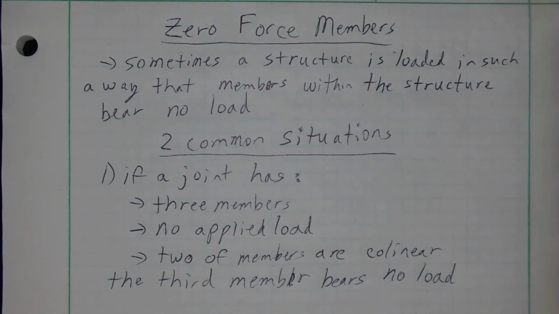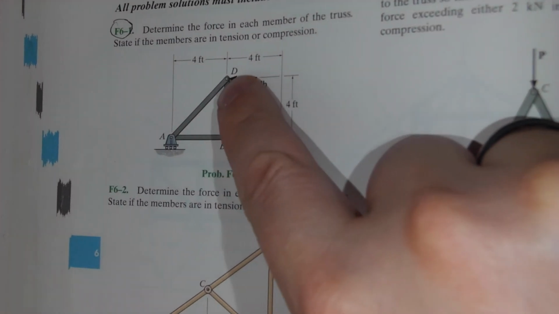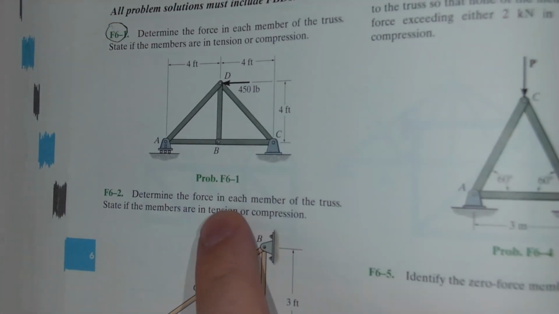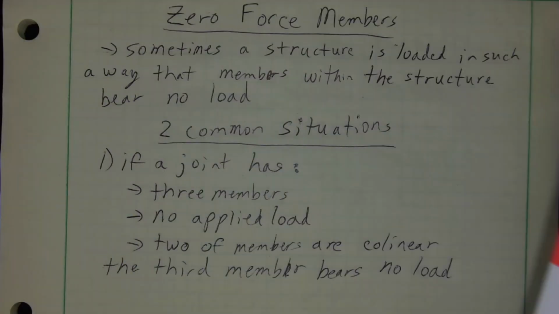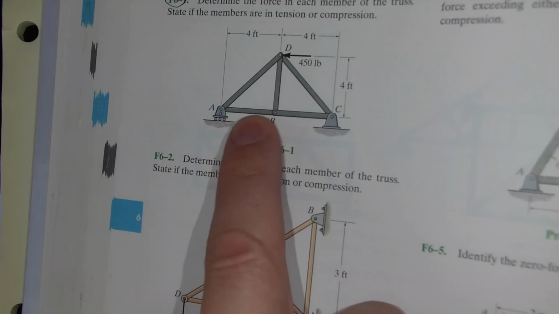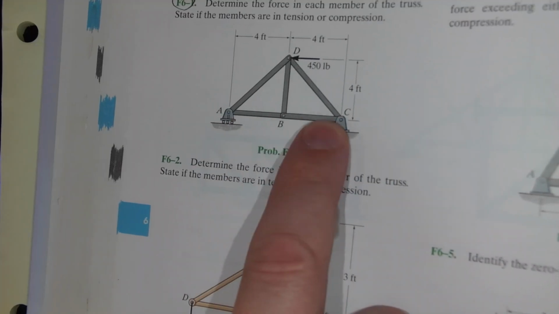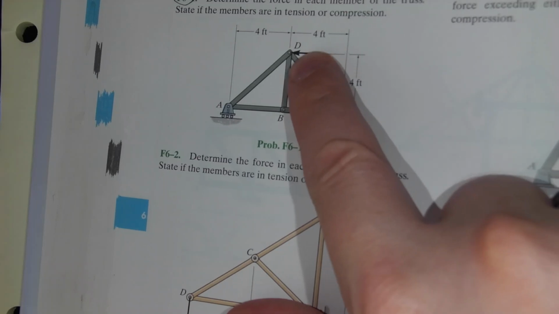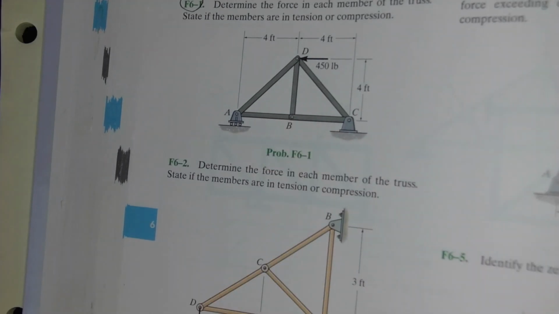Let me grab you a couple of examples here. So here's an example. Member DB right here. Notice at joint B, you have all 3 things. Joint B has 3 members, there's no applied load, and 2 of the members are collinear. They don't have to be horizontal. That's a common scenario you will encounter, is they'll be horizontal, but in this case, AB is a member, BC is a member, they're collinear, and the third member at this joint B is not in the same line as those, and there's no external load being applied here at joint B.